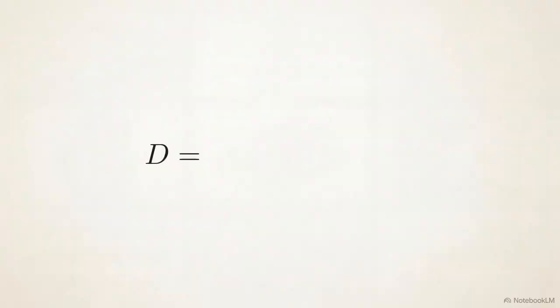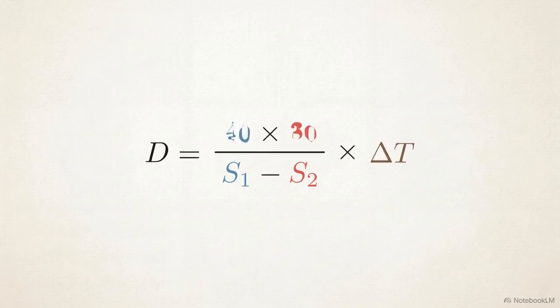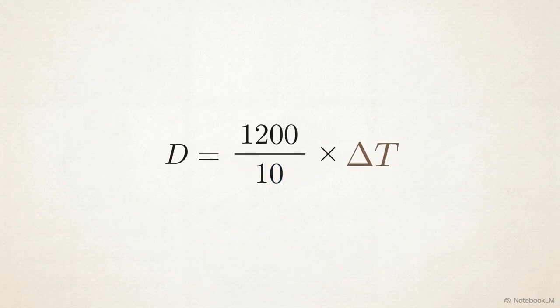This is the master formula for distance. We take the product of the two speeds, divide by their difference, and multiply the result by delta t. First, find the product of S1 and S2. 40 multiplied by 30 gives us 1200. Now for the denominator. Calculate the difference between the two speeds. 40 minus 30 equals 10.